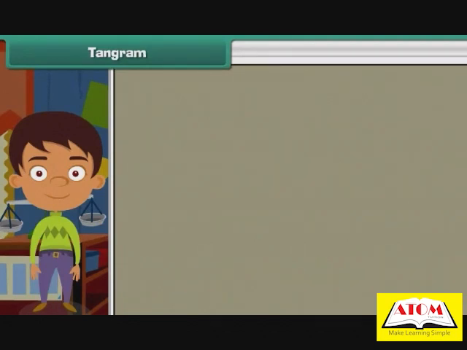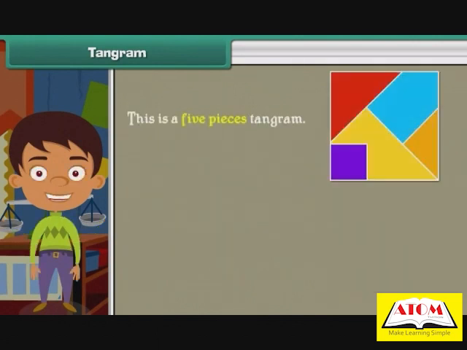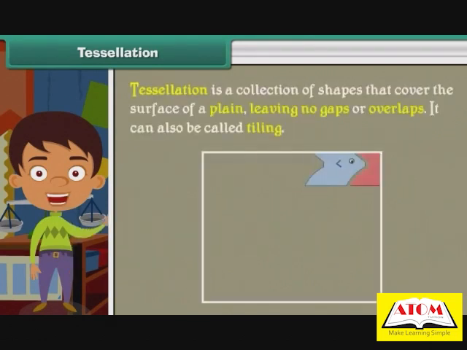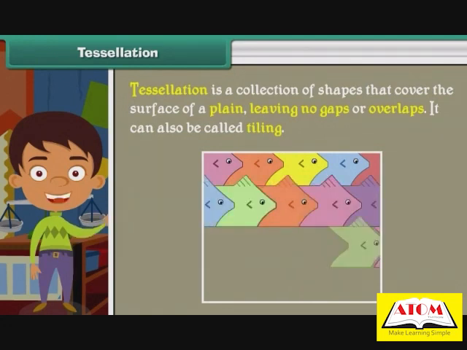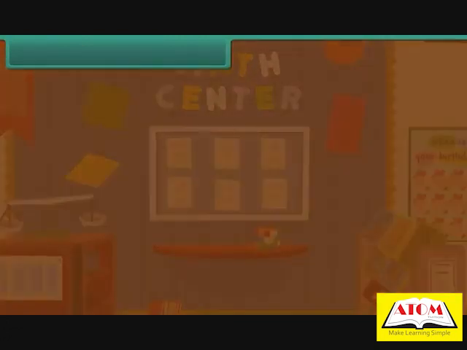Tangram. Tangram is an old Chinese puzzle. From the pieces of the tangram, we can make shapes of animals, people, and things. This is a 5-pieces tangram. 5 pieces of tangram are: Tessellation. Tessellation is a collection of shapes that cover the surface of a plane, leaving no gaps or overlaps. It can also be called tiling.